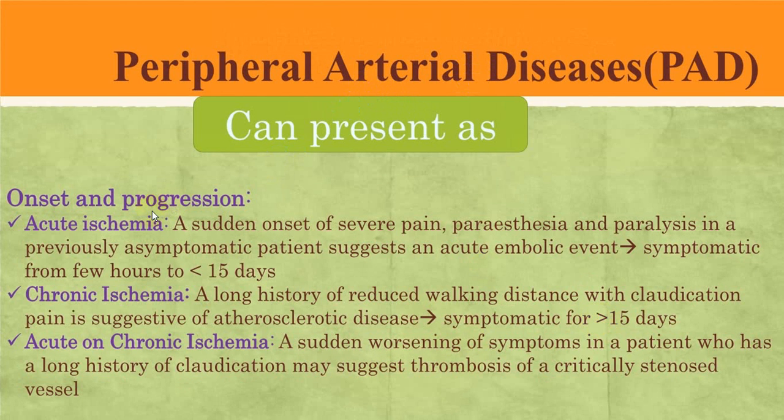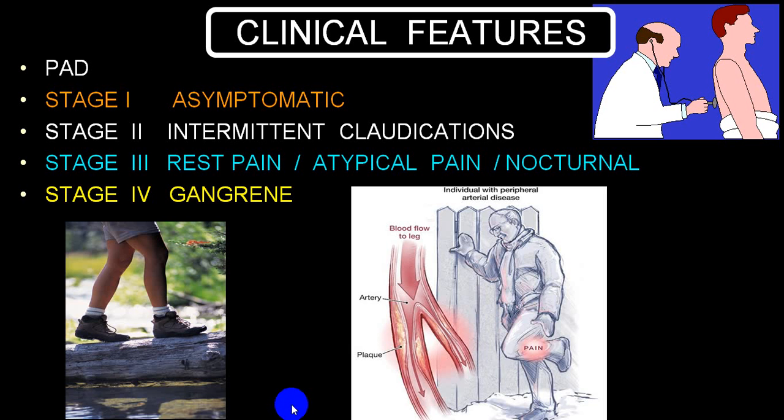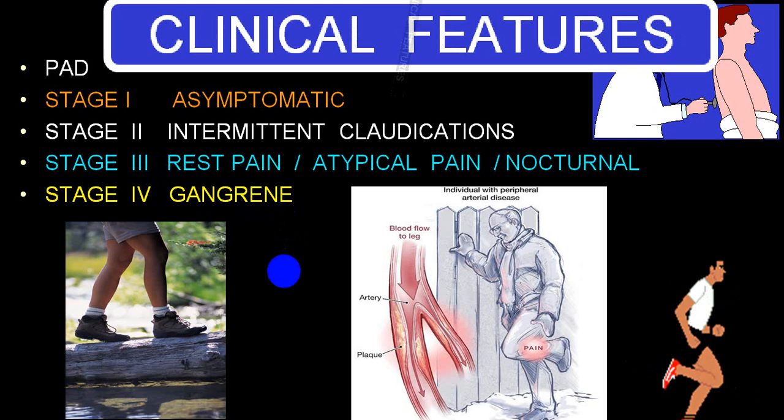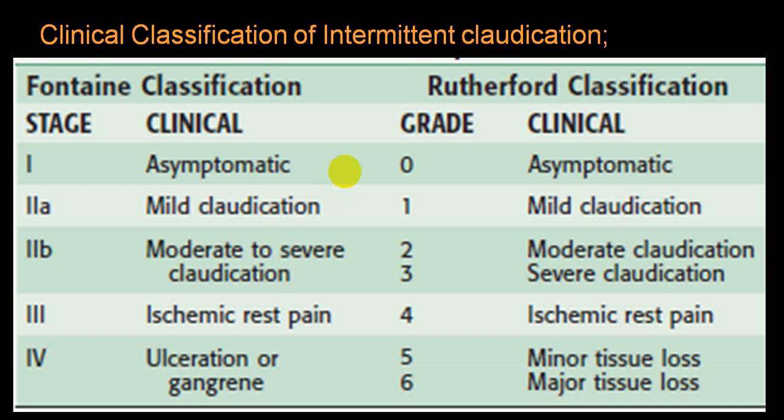Peripheral arterial disease can present as acute ischemia, chronic ischemia or acute on chronic. Three common ways of presentation. We have already told you, depending upon the different stages: stage 1 asymptomatic, stage 2 intermittent claudication, stage 3 rest pain or maybe atypical pain or even nocturnal pain, and stages 3 and 4 are called critical limb ischemia. The last stage we call necrosis, ulcer formation, necrosis followed by gangrene, or dry gangrene. I have already shown you this slide, so I am skipping over this.